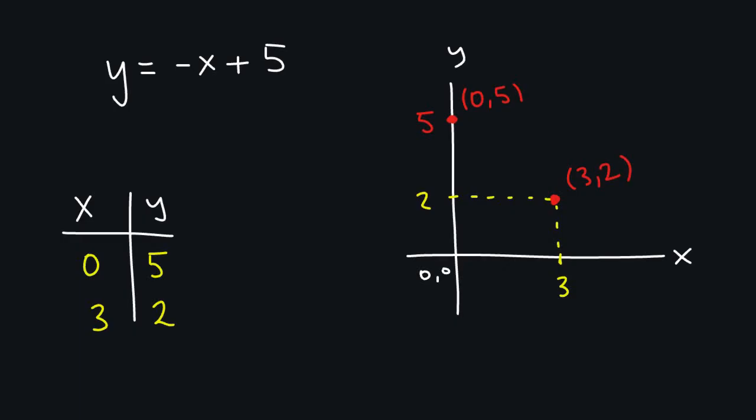So now I will connect the points. Just connect the 2 points and I'm done. So that's the graph of y equals negative x plus 5.